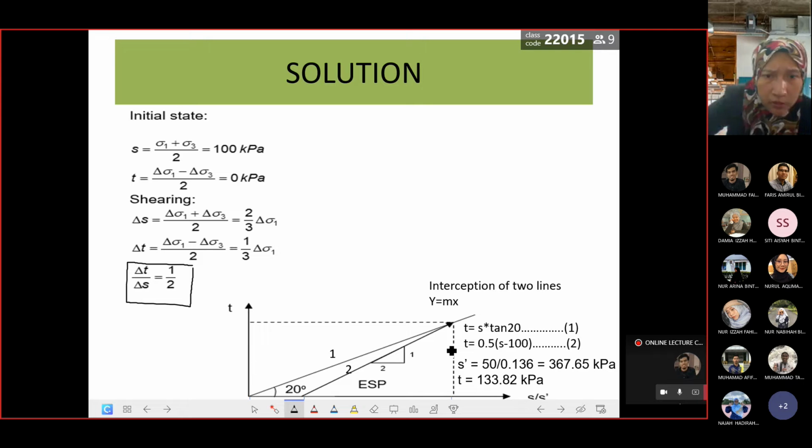So, in order to get that, you have to plot. We relate one equation where T equals S tangent 20. Where do we get 20? This 20 is the failure line, KF. Its angle is 20 degrees. It was already given in the question. So, we substitute back this S.